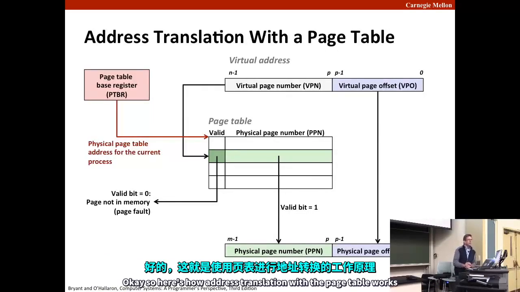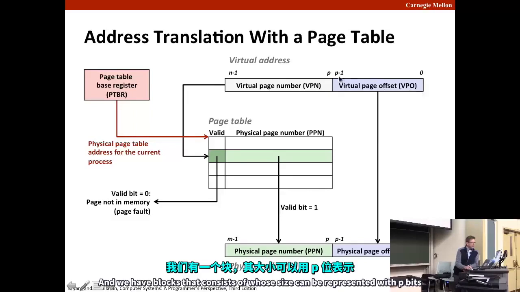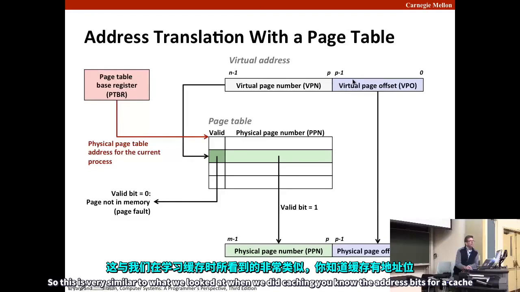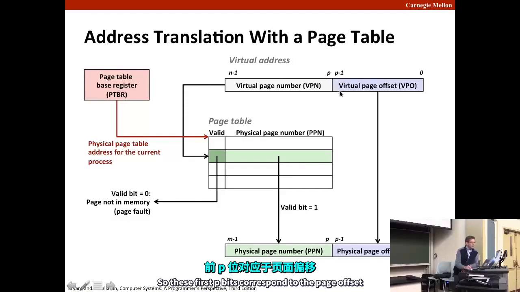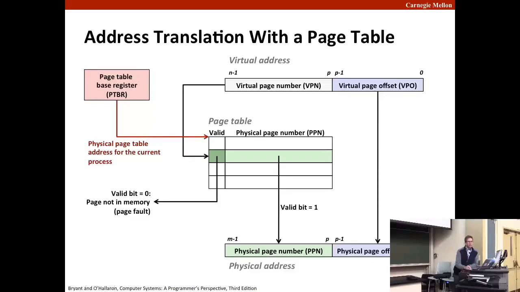So here's how address translation with a page table works. We're given some virtual address that consists of n bits, and we have blocks whose size can be represented with p bits. Think about this now. It's very similar to what we looked at when we did caching, the address bits for a cache. These first p bits correspond to the page offset. So this is analogous to the block offsets that we saw with caches.